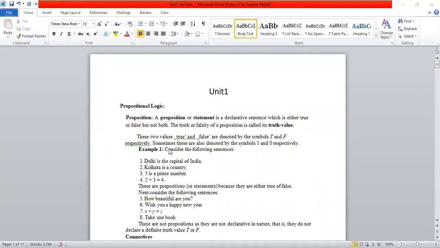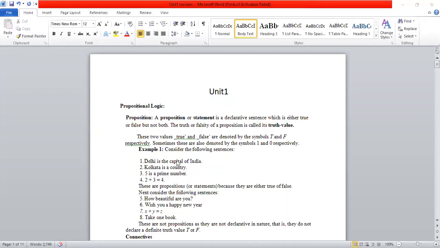Here, I have given you some examples where these statements have only either true or false values. These two values, true and false, are denoted by the symbols T and F respectively. Sometimes these are also denoted by the symbols 1 and 0 respectively.